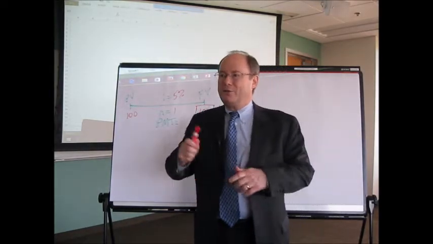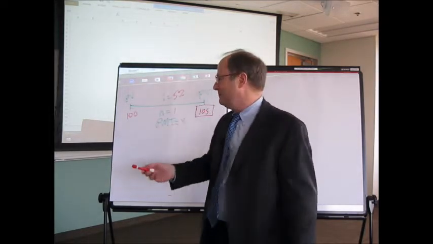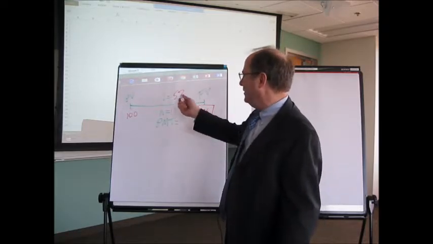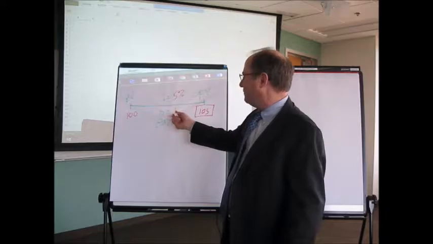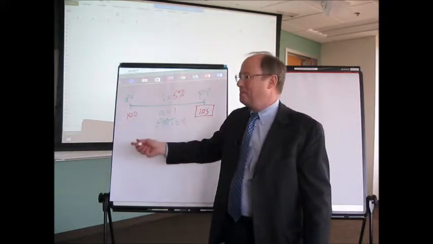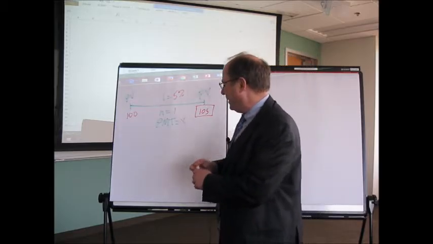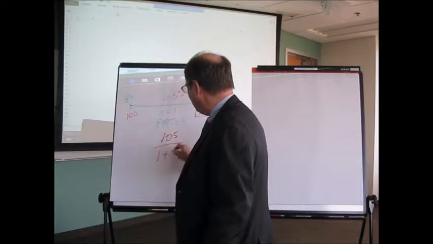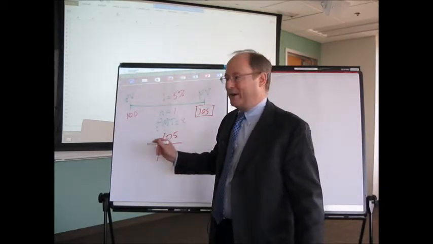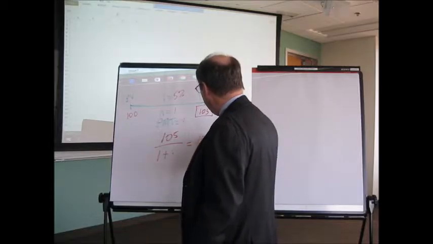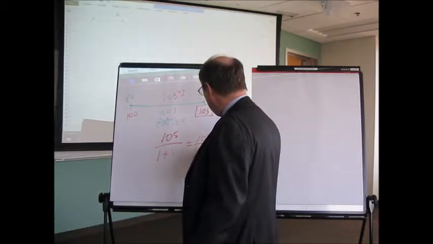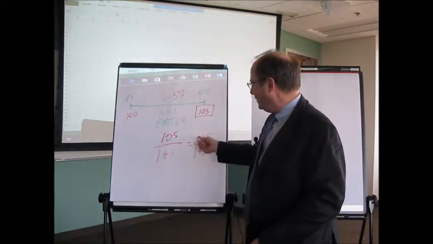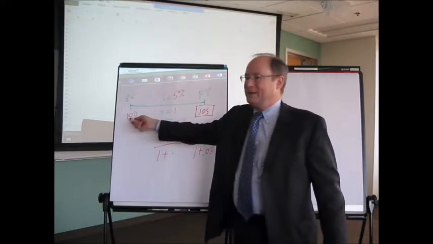The exact same thing would have happened if I'd done this in reverse. If I said, I will give you $105 a year from today, the interest rate is 5%, and it's for 1 year, what's the present value? I would divide 105 by 1 plus the interest rate. In this case, the interest rate is 5%. So it's 105 divided by 1 plus 0.05, or 1.05. You can do that one in your head too. 105 divided by 1.05 is $100.